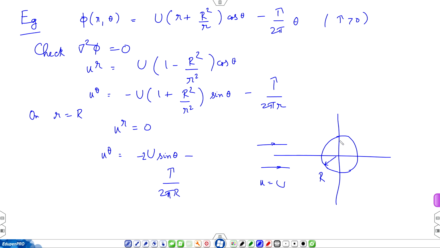And what is the sign of that angular velocity? You can see u theta is negative. So, the second term is negative. So, it represents clockwise rotation of the cylinder with an angular speed omega, which is equal to u theta divided by capital R, which is gamma over 2 pi R square. So, this slightly altered potential now represents flow past a circular cylinder, where the cylinder is given rotation omega. So, now we can find forces acting on the cylinder.